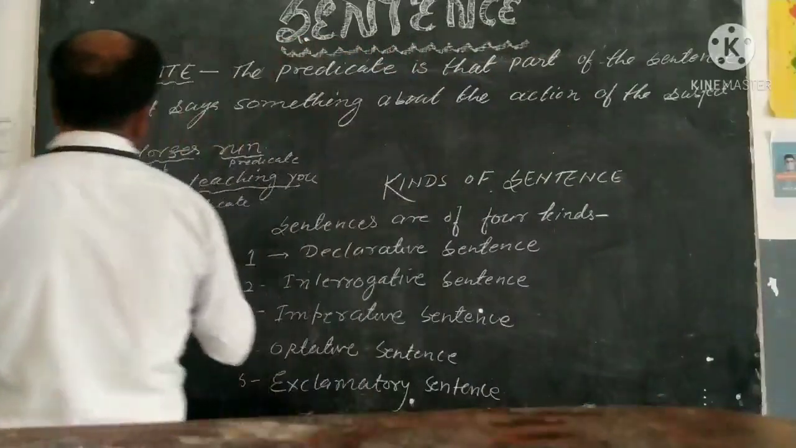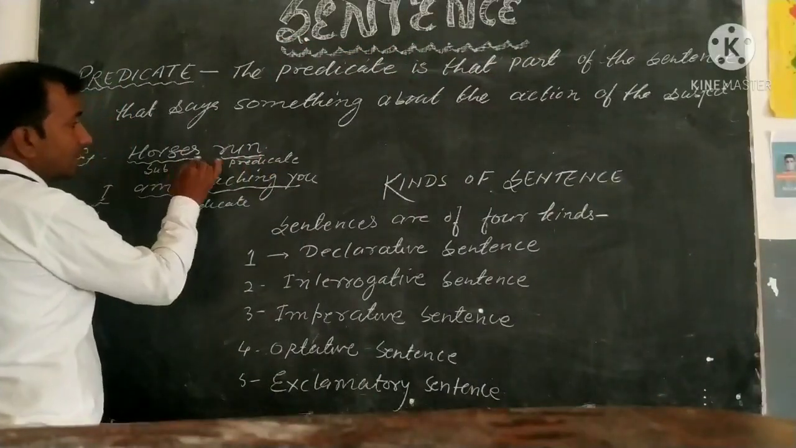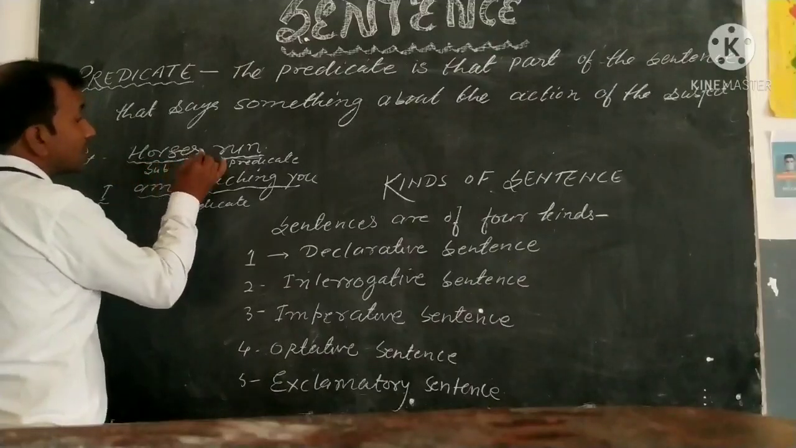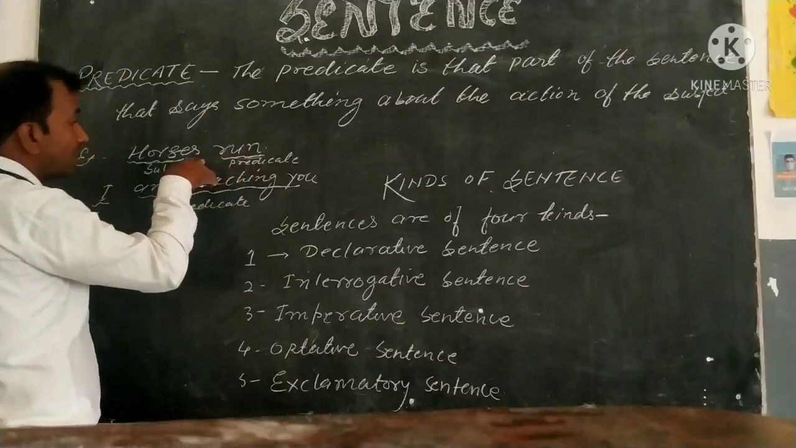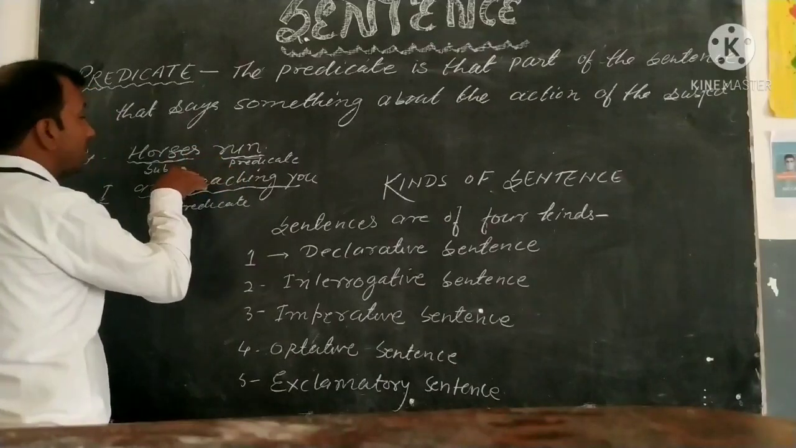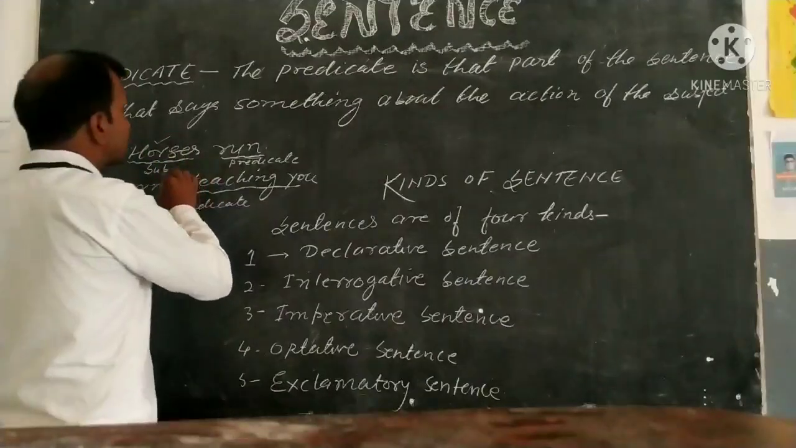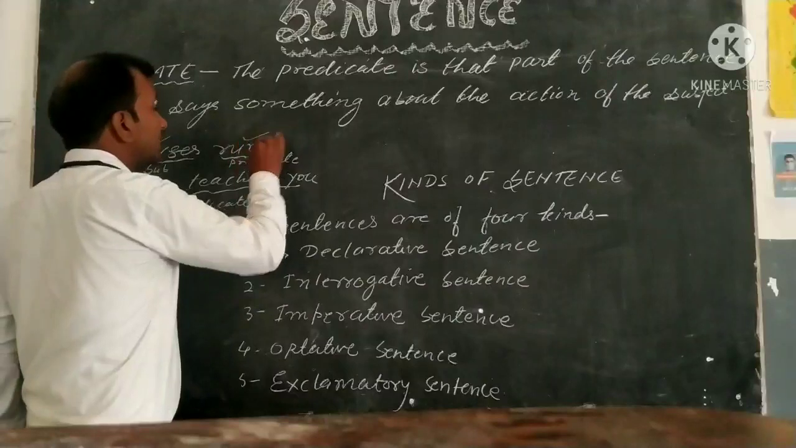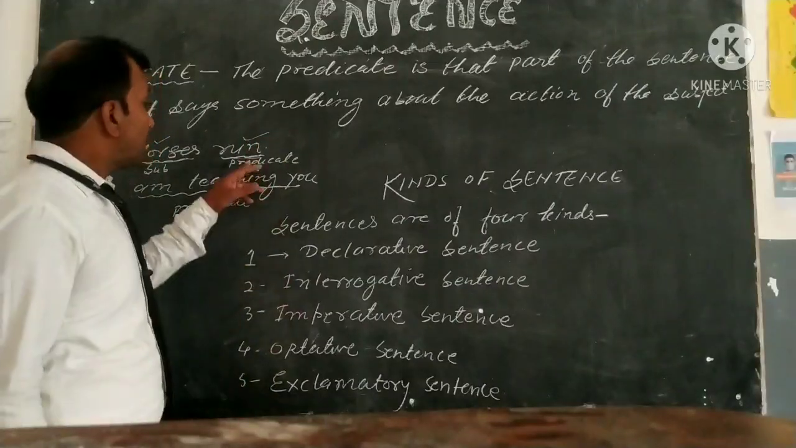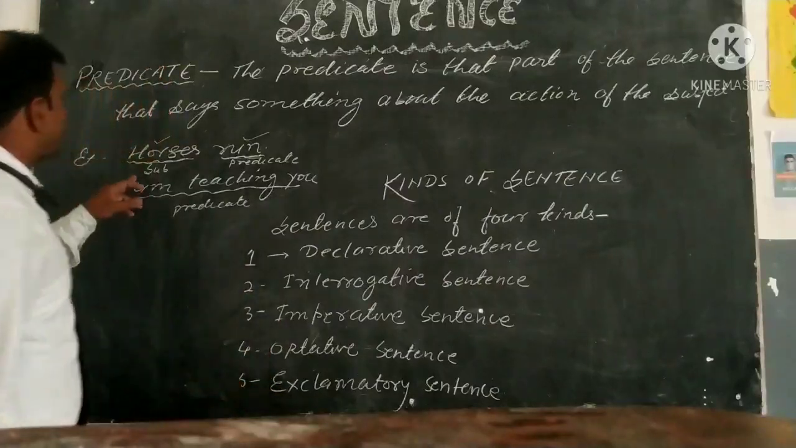That means, horses run. Who runs? Horses. The action of running is being done here by horses. So horses will be the subject. And what action are horses doing? They are running. That means run. Run will be the predicate. Have you got it? Focus once again.